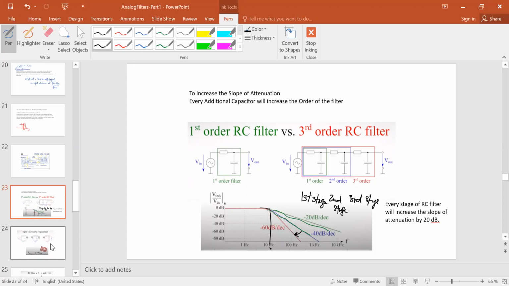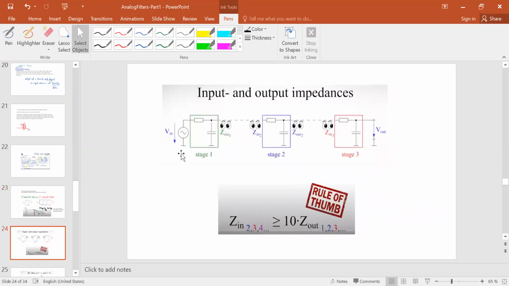Now, when you have more stages, you have to be careful, because every stage that we add provides a loading effect. In electronics, we come across something which is called loading effect. The second stage becomes a load on the first stage. So we have to be careful about the output impedance Z out and the input impedance of the next stage. There is a relationship we need to maintain in order to avoid loading. Otherwise, it will draw a lot of current, and then the voltage at the output will drop.